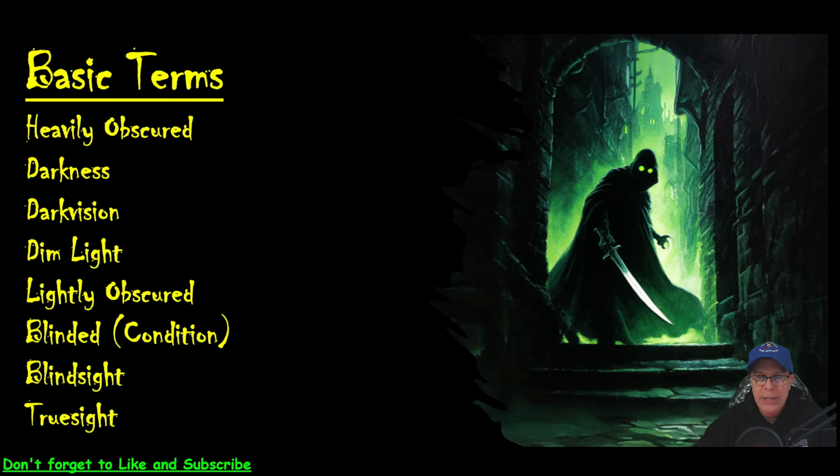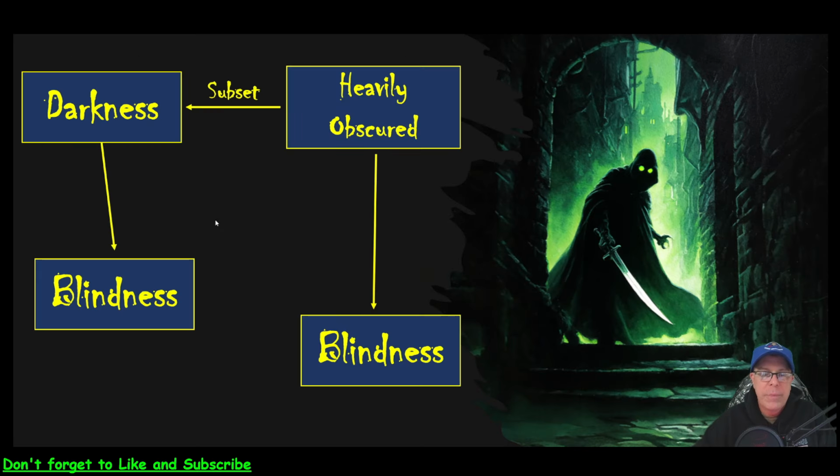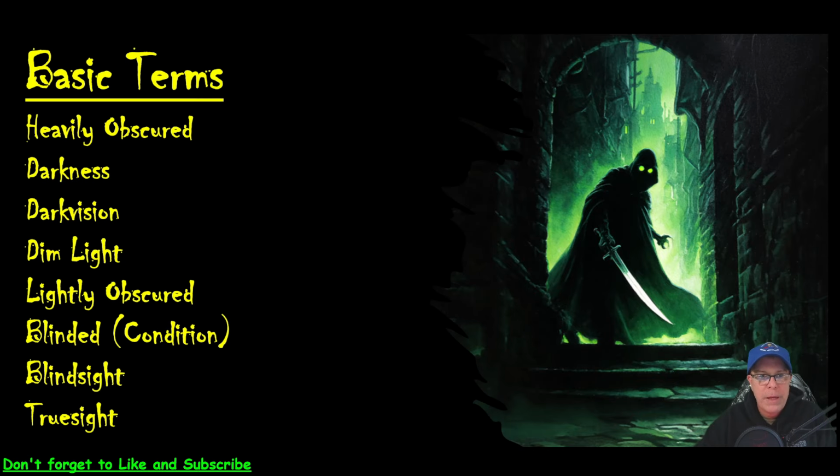And like I said, that's why I have this right here. The reason I have this is these things are connected. Heavily obscured is connected to darkness because darkness is a subset of heavily obscured. Darkness causes blindness. However, there are other kinds of heavily obscured that cause blindness too. So you can see that. And I can make one of these that's very similar for dim light or lightly obscured. So dim light is a kind of lightly obscured, and lightly obscured and dim light both result in disadvantage on perception checks. Okay, so that's lightly obscured.